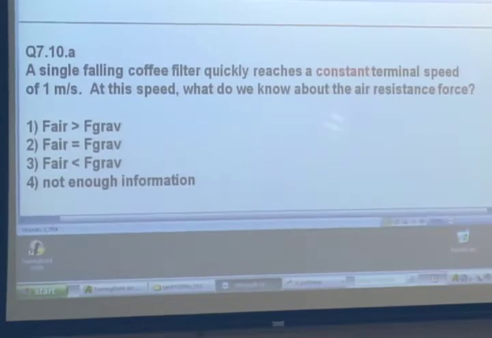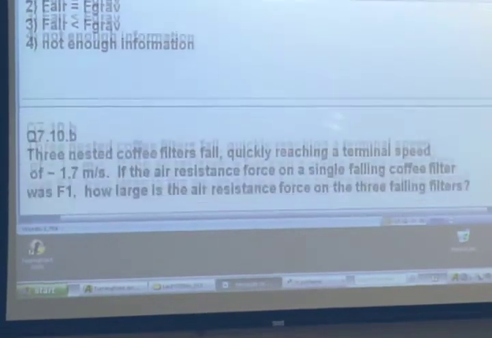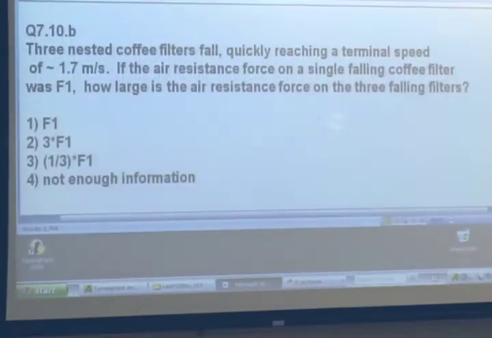Okay, now suppose that instead of one coffee filter, we take 3 of them stuck together. So it's basically an object whose mass is 3 times the mass of one coffee filter, but it's the same shape.